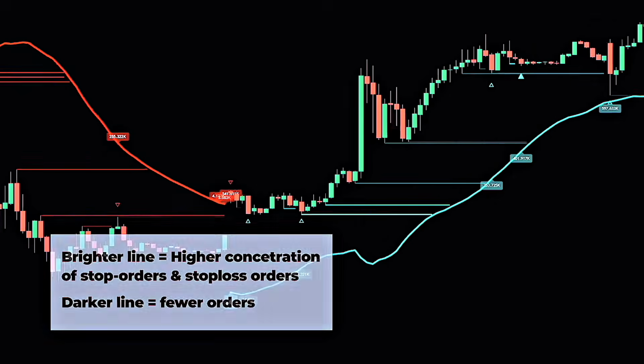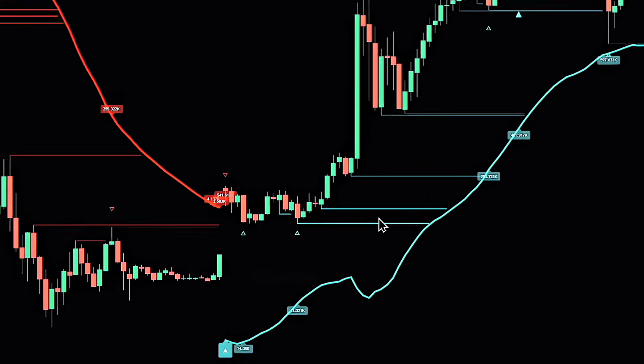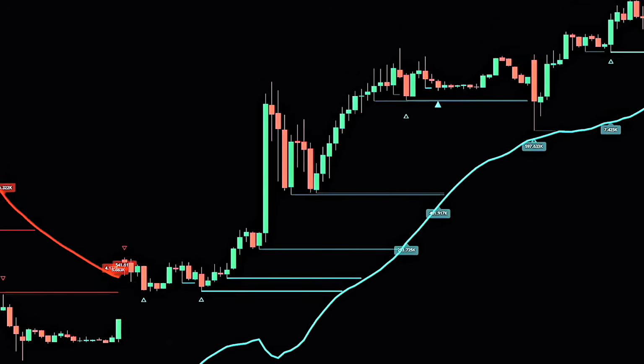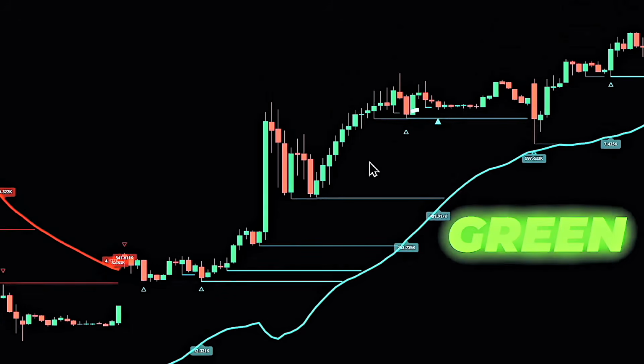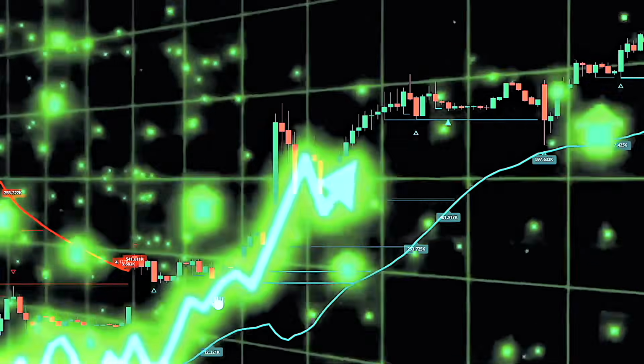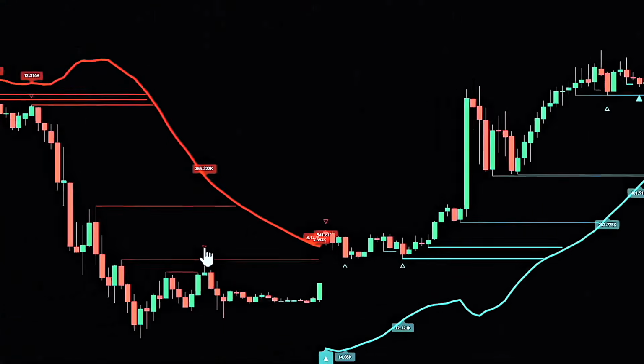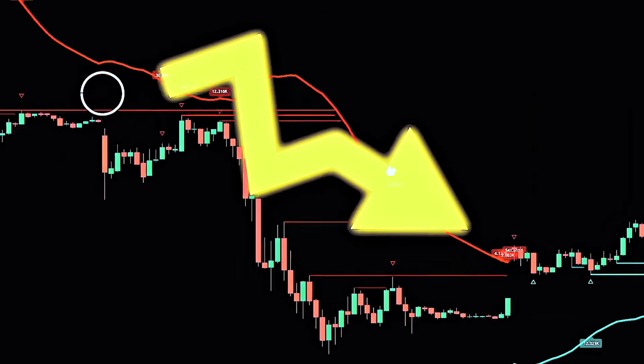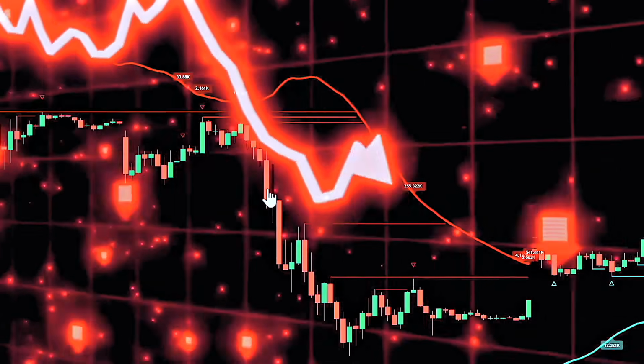When the price hits one of these lines, you get a liquidity sweep, marked by arrows. A green upward arrow signals a bullish sweep, hinting at an upward move. A red downward arrow points to a bearish sweep, suggesting a drop might be coming.